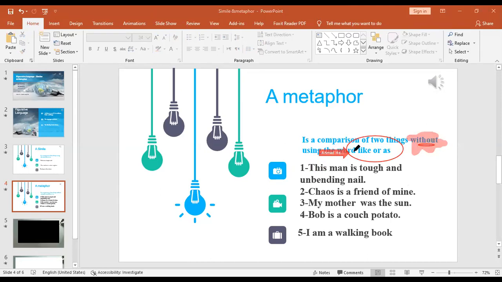Without using as or like. So this example is very clear. When you are going to praise your mother, my mother was a sun. So you compare your mother with the sun.